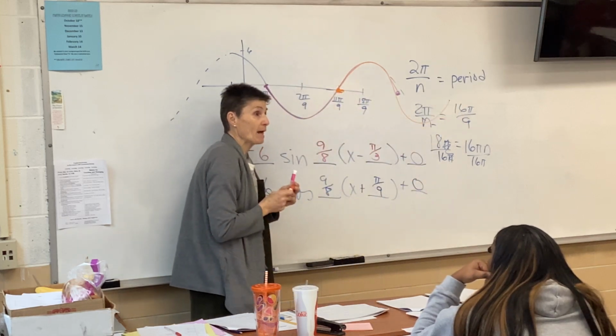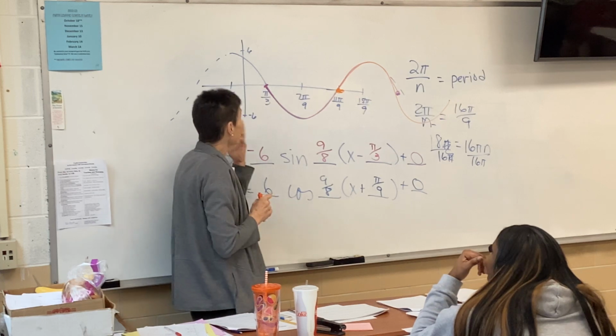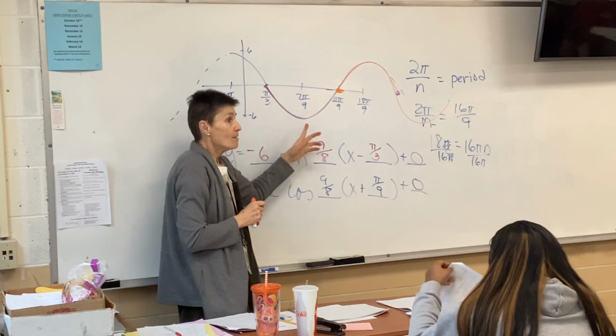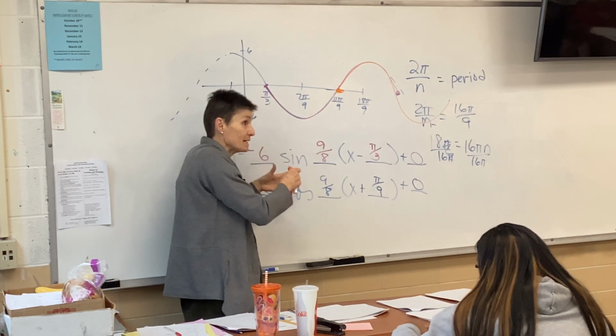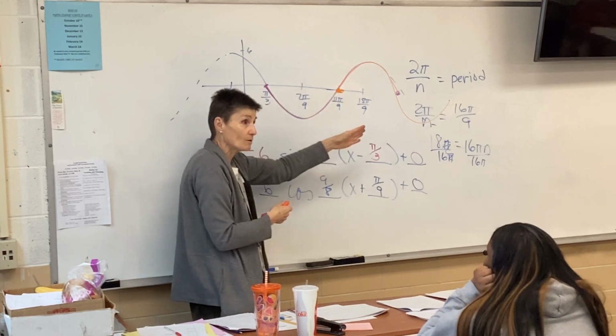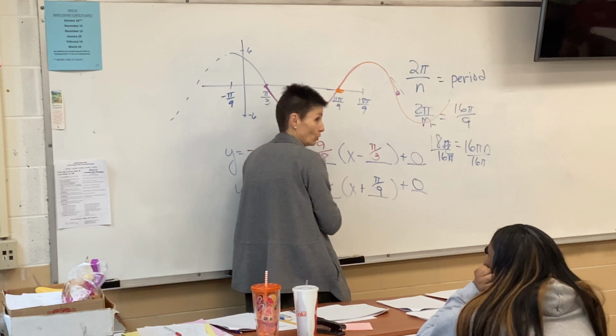Yep, that would be a positive sine curve with a phase shift of 11 pi over 9. Could I have started my cosine curve here? Yes, there are infinitely many different equations that you could write for that curve, all depending on where you started looking.